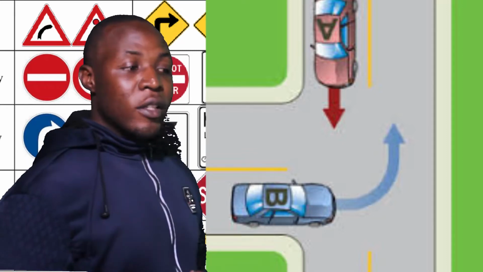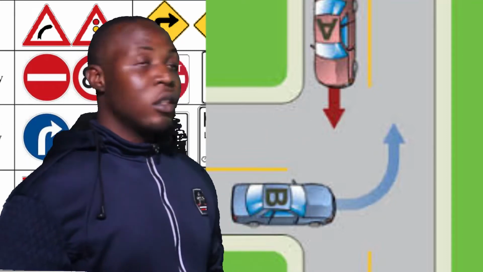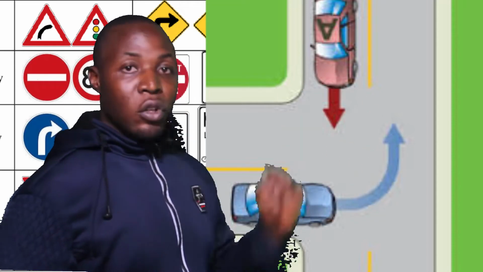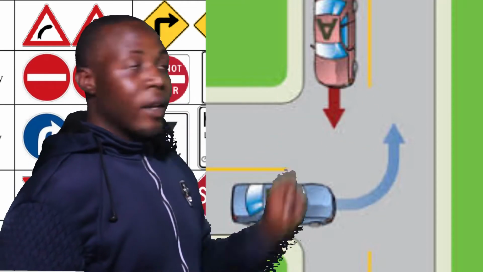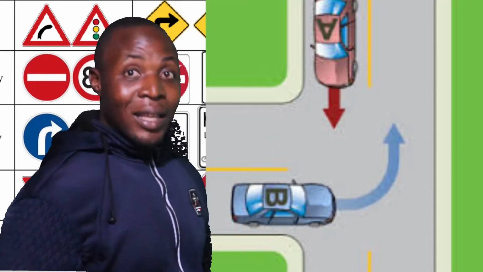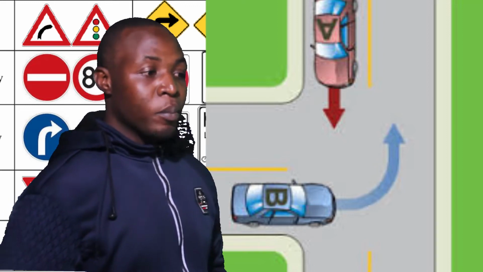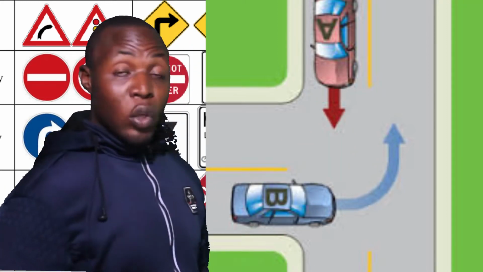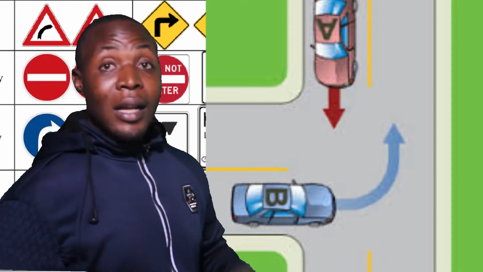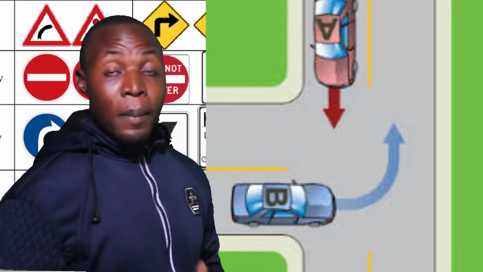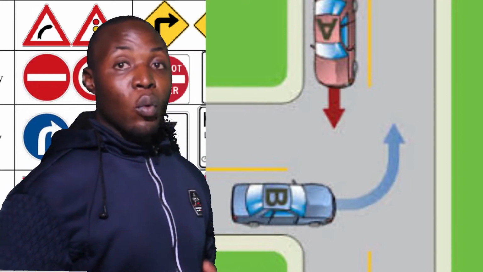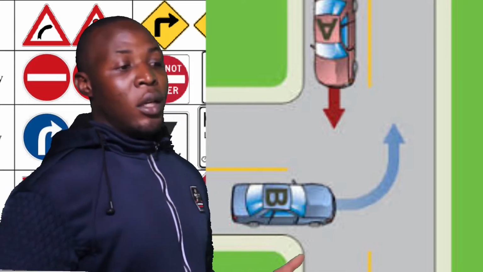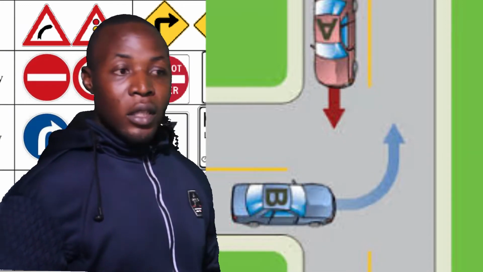So on this T-junction we have the blue vehicle that wants to enter the T-junction, and we have the red vehicle which is passing the T-junction. So in this situation, the red vehicle has the priority to pass. But in normal circumstances, if it was a normal junction, the blue vehicle has the priority to pass.